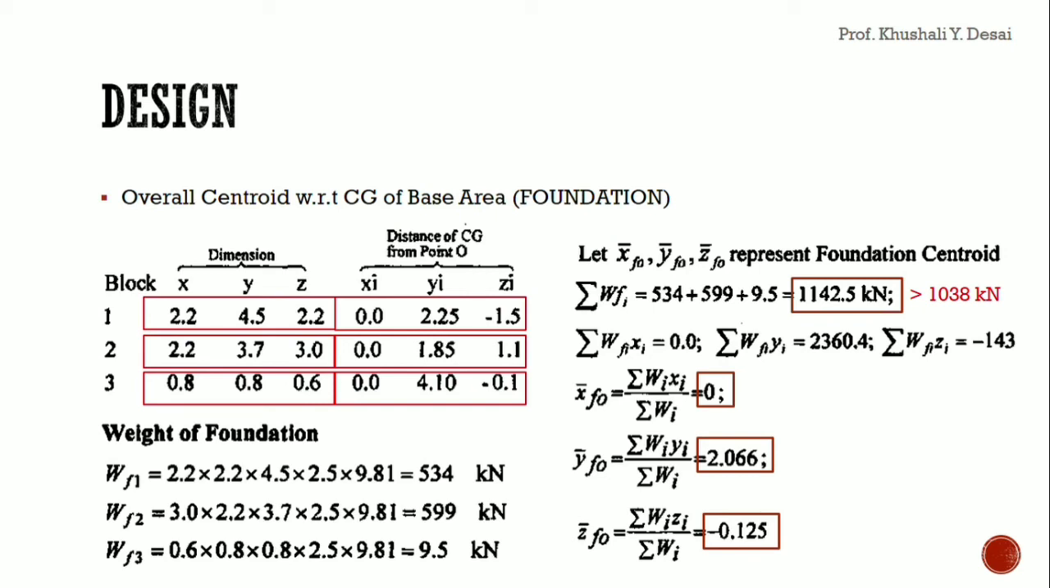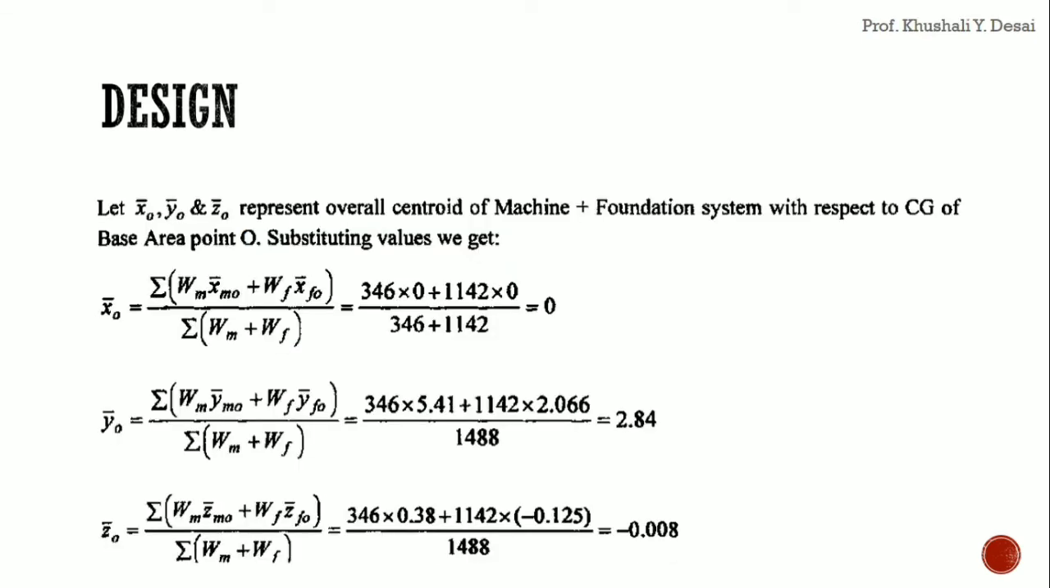Now what we require is to combine these two together, CG of machine and foundation. So it is x bar 0, y bar 0 and z bar 0. This is the equation: sigma Wm x bar m0 plus Wf x bar f0, upon the total weight. Out of which x bar m0, y bar m0 and z bar m0 are that of the machine, and similarly these are of the foundation, which you have just obtained previously. So using these equations, the net values obtained are 0, 2.84 and minus 0.008 in x, y and z direction respectively.